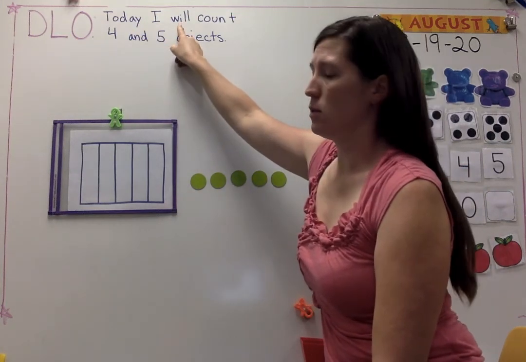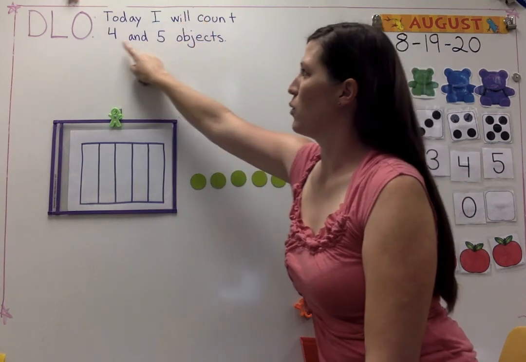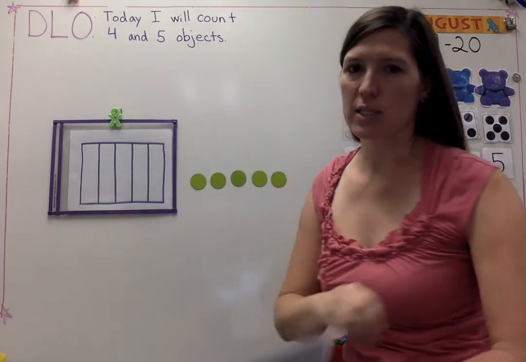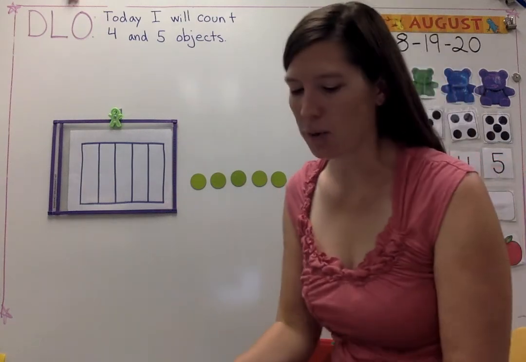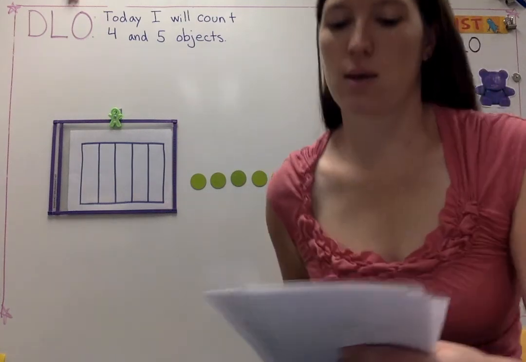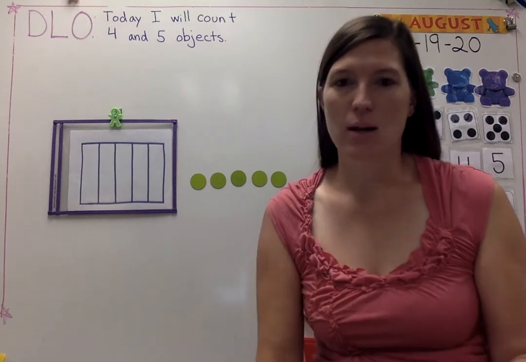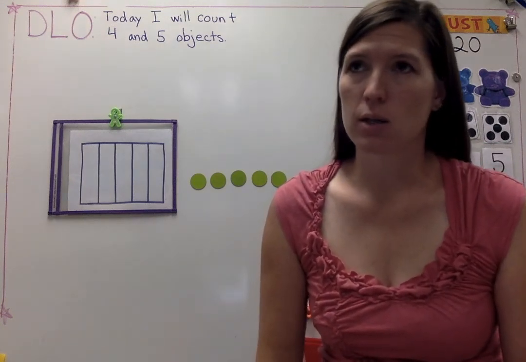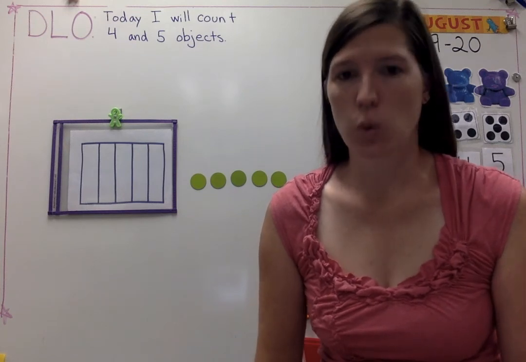Today I will count 4 and 5 objects. An object is anything, any kind of item. I'm going to start off with reviewing our numbers up to 5. We will be focusing on 0 through 5 this quarter 1.